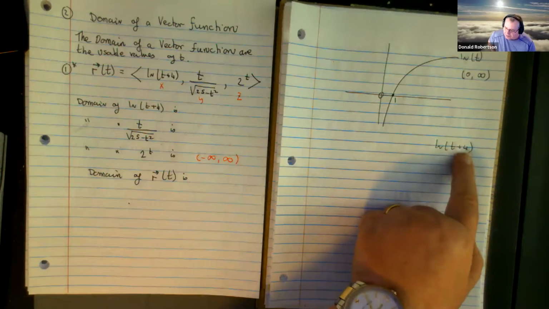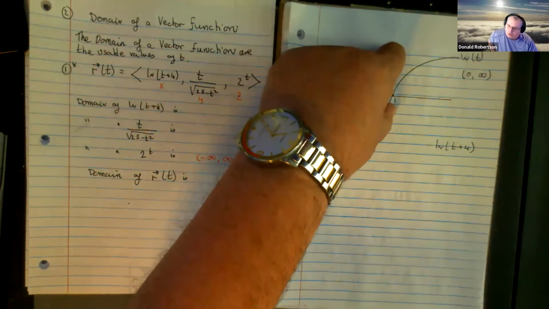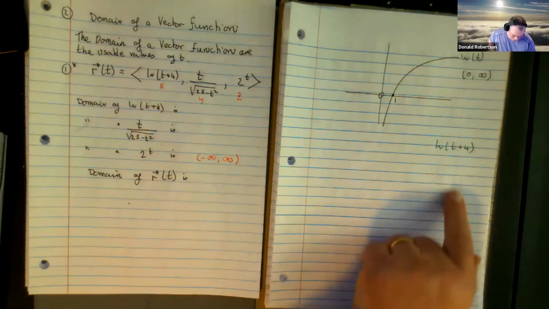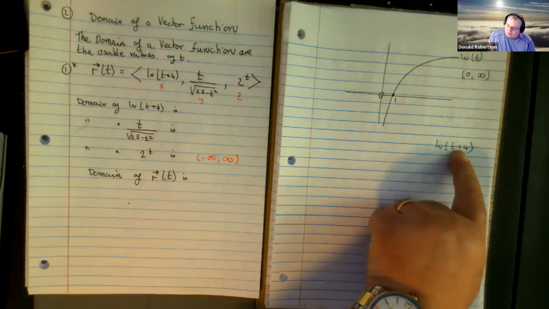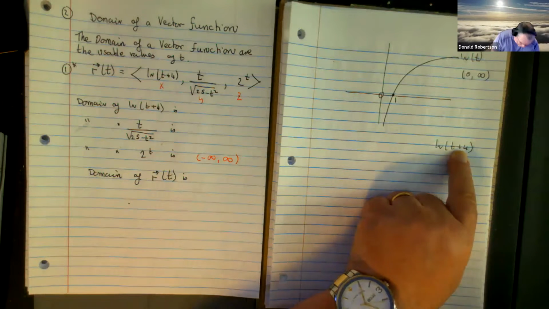So it says t plus 4. Do we move it left 4 or do you move it right 4? Left. It's counterintuitive, doesn't it? It sounds like adding should move right, but it's not. You move it left 4.